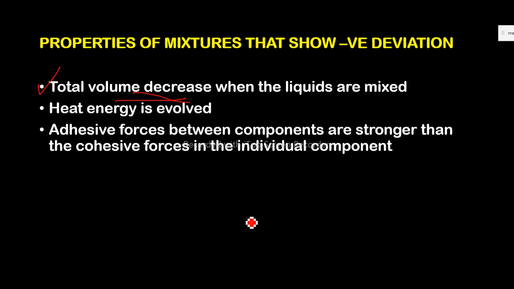Remember, in ideal solutions, no heat change, no volume change, and the forces, the adhesive and cohesive forces, are equal. But here there is a decrease in volume and heat is given out. Why? Because the adhesive forces are stronger than the cohesive forces. So you can go and think about how the properties will vary as far as positive deviation is concerned.